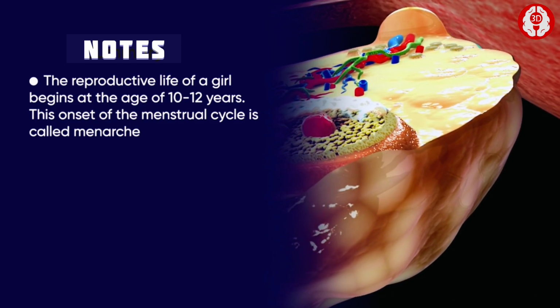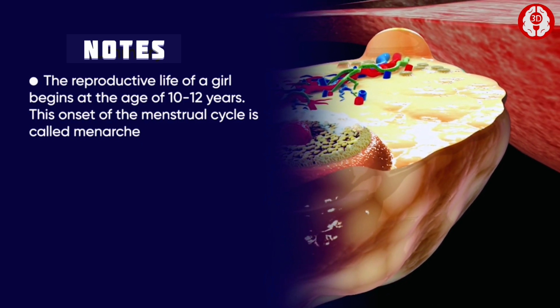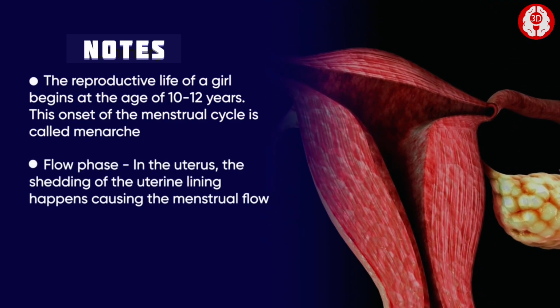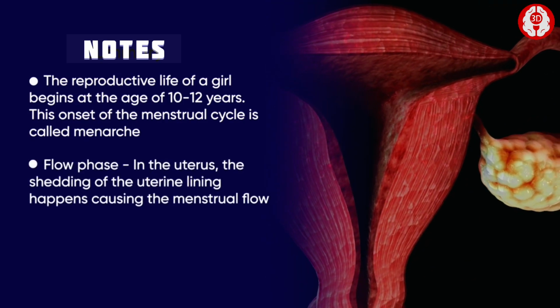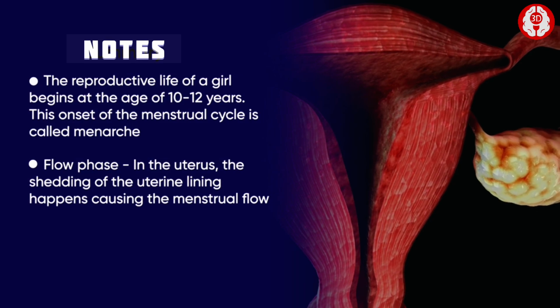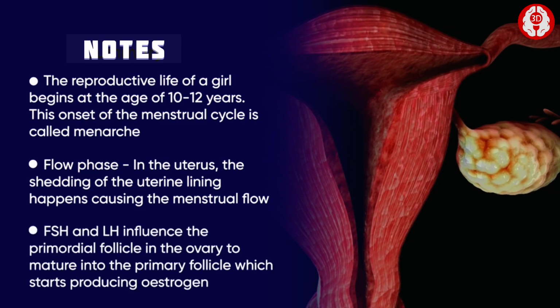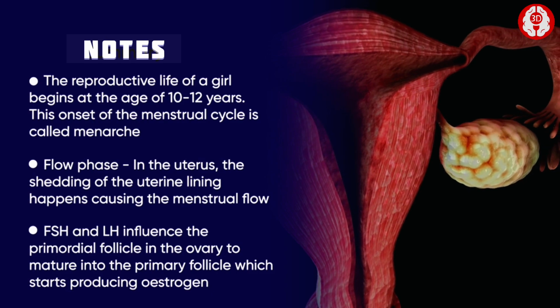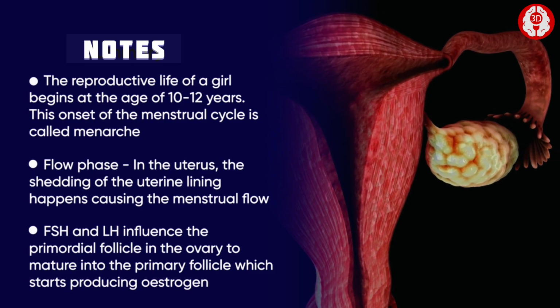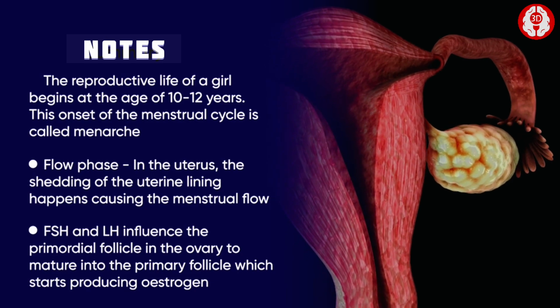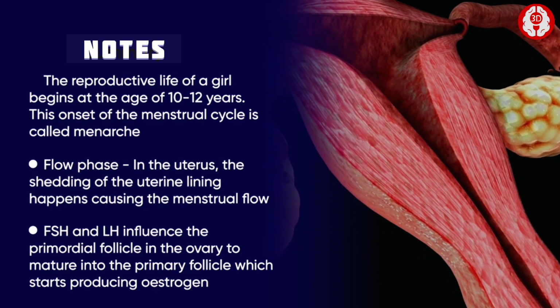The onset of the menstrual cycle is called menarche. Flow phase. Here in the uterus, the shedding of the uterine lining happens to cause the menstrual flow. FSH and LH influence the primordial follicle in the ovary to mature into the primary follicle, which starts producing estrogen.